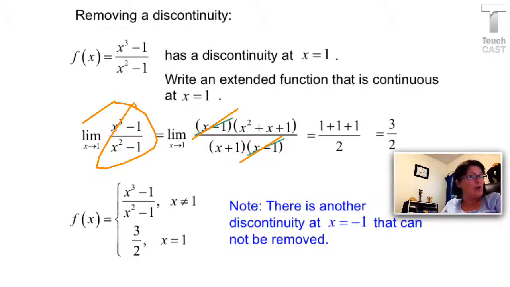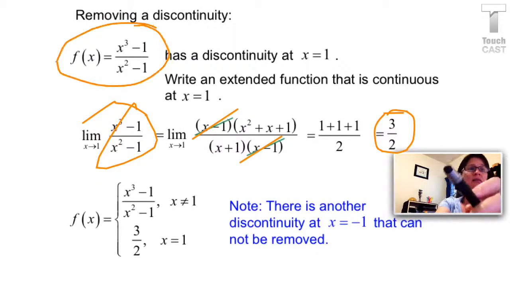Now can I plug 1 in? I can, and I get 1 plus 1 plus 1 over 2, and I find out that the limit of this function as x approaches 1 is 3/2. Now f of 1 does not equal 3/2, because if you look at this function, I can't plug in 1. But I can write a piecewise function with the hole filled in.